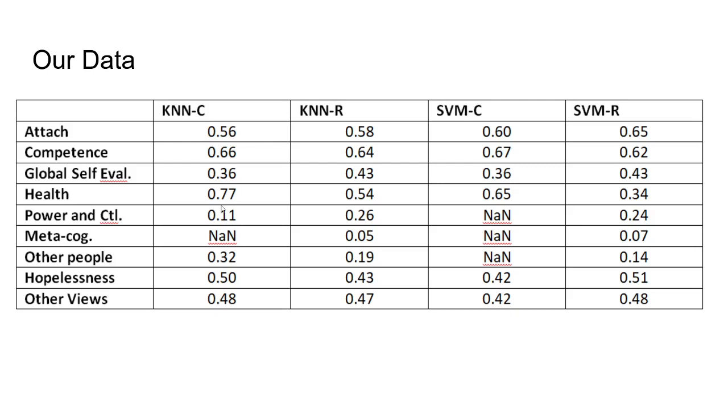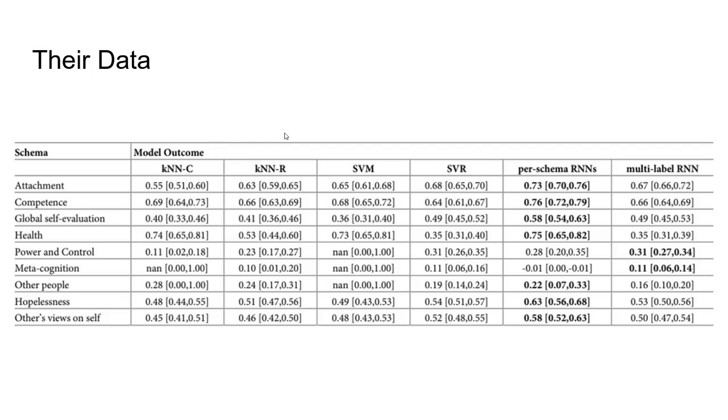And you can see that some of these schemas are better represented by some models than others. For instance, the nearest neighbor classification does a much better job at classifying utterances in terms of the health schema than, for instance, the regression support vector machine, and so on. And actually, there's not a super clear difference between the models here in terms of which one would be better overall. Which is not the case for the original paper.